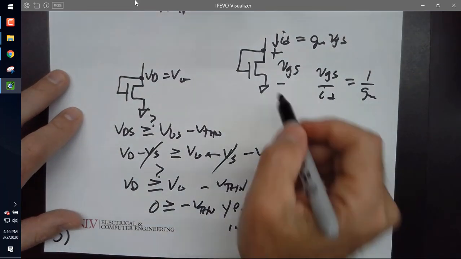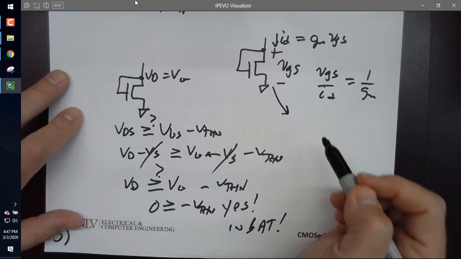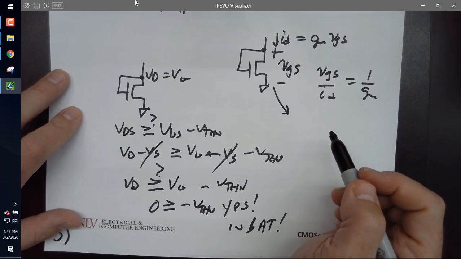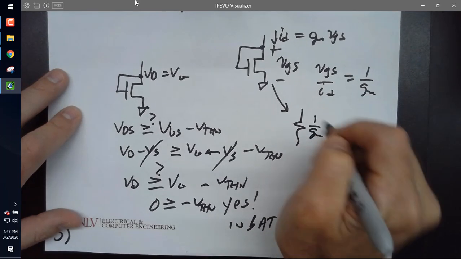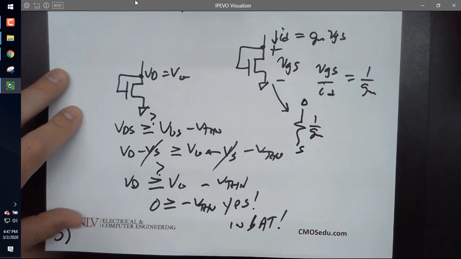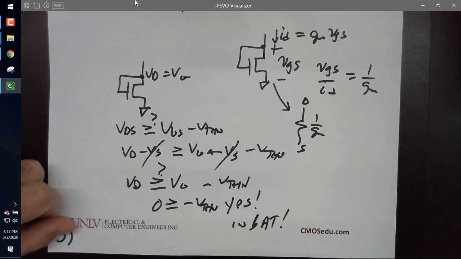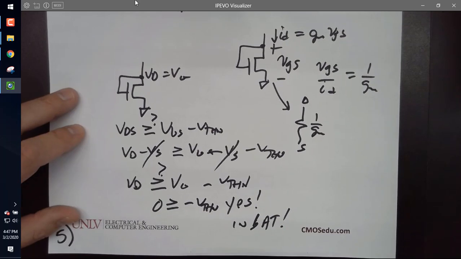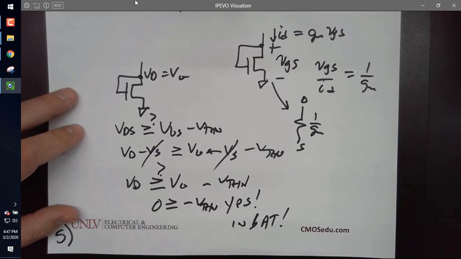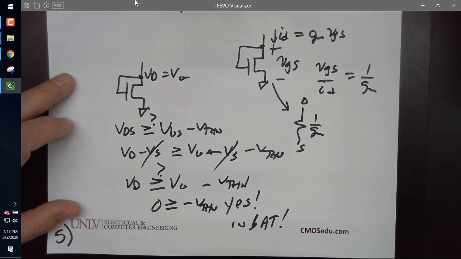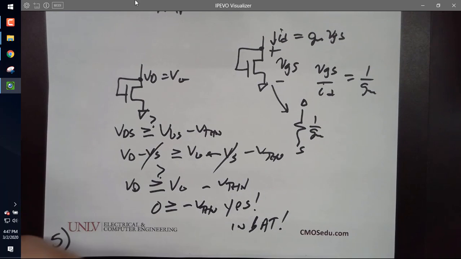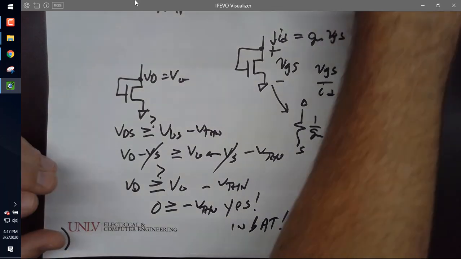So if I'm doing AC and I want to replace that with its small signal equivalent, I write it as 1 over GM, where this is the drain and this is the source. So I see that gate drain connected transistor, boom, I say life is good, that's 1 over GM. Everybody see that?